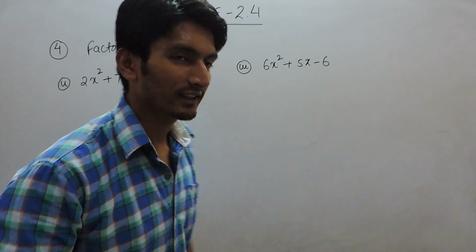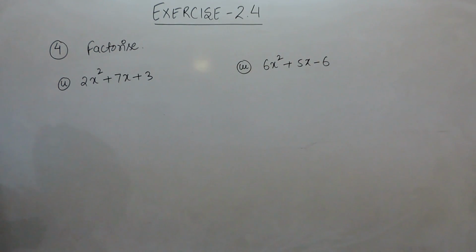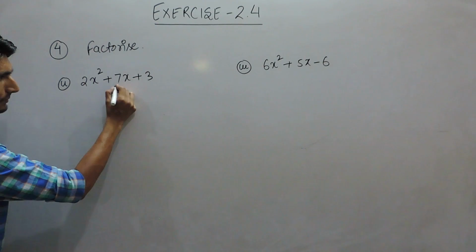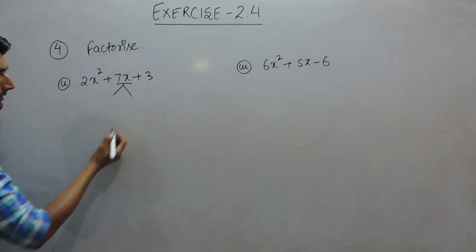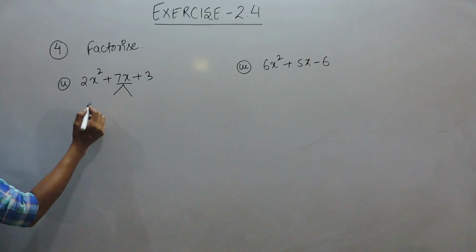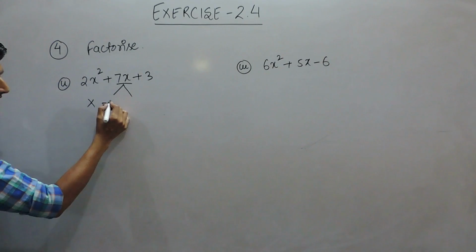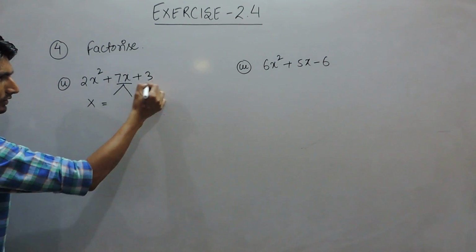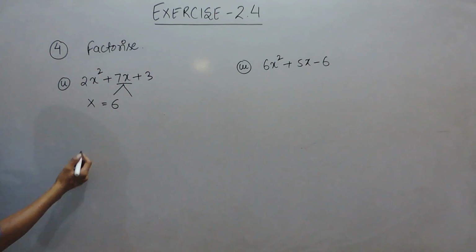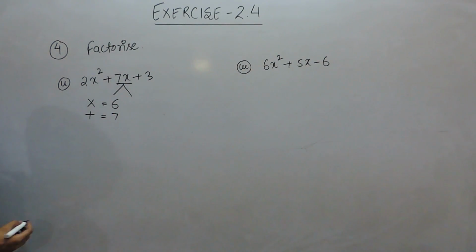Hello everyone, in this video we are solving part 2nd and part 3rd of question number 4. Again you have to factorize, and we can factorize this by splitting the middle term. So if you want to split the middle term, you have to think of two numbers whose multiplication is equal to this into this, which is actually 6, and whose sum is this much, 7.